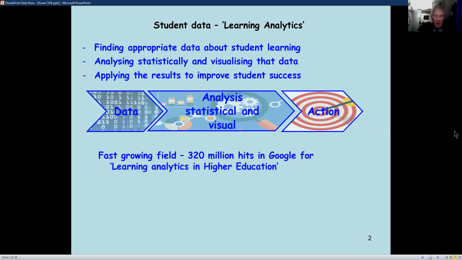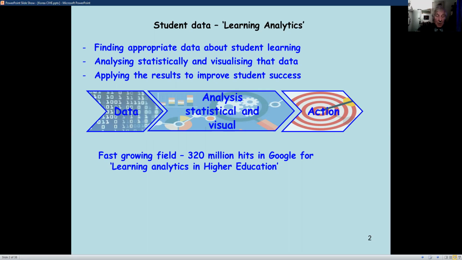So, how do we support student success in online learning through data? Well, using student data for student success is all about a field now called learning analytics. The three stages of learning analytics are finding appropriate data, analyzing it, sometimes using statistical methods, sometimes visualizing it, and then applying the results to improve student success.